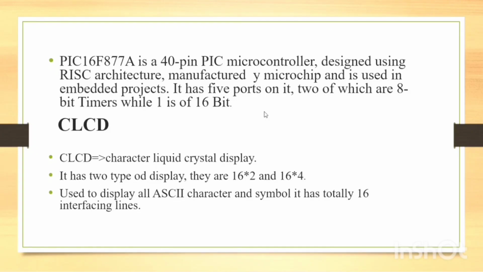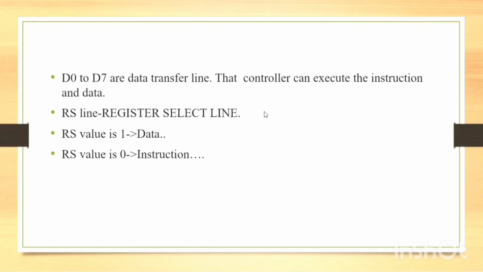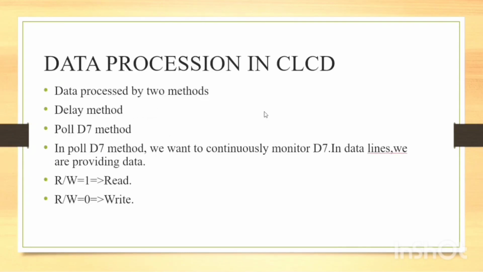D0 to D7 are the data lines through which the controller transfers instructions and data. RS is the register select line. If the register select value is 0, then it is an instruction; otherwise it is data. How is data processed in CLCDs? Data is processed by two methods in CLCDs: the delay method and the poll D7 method.